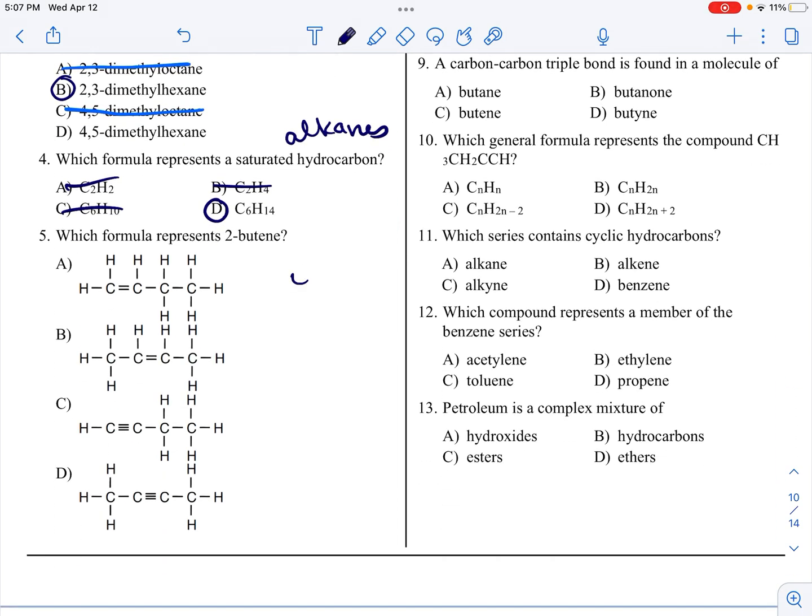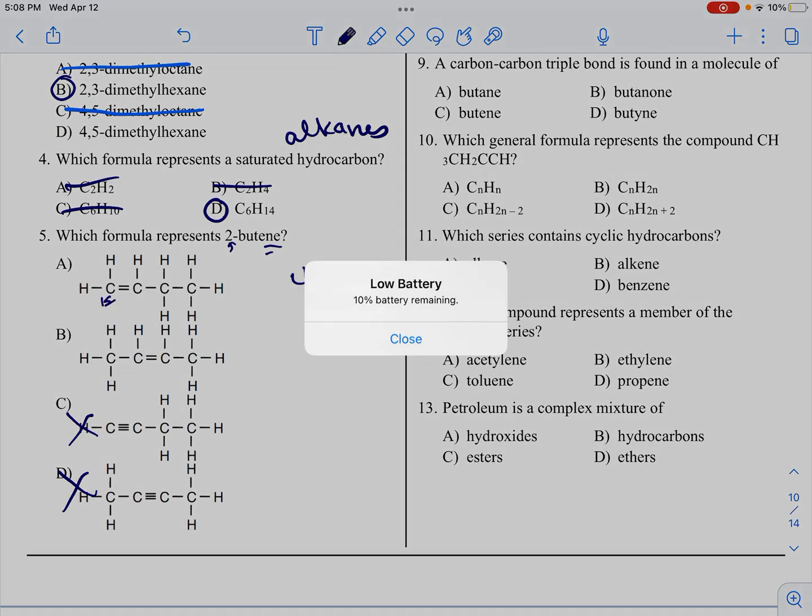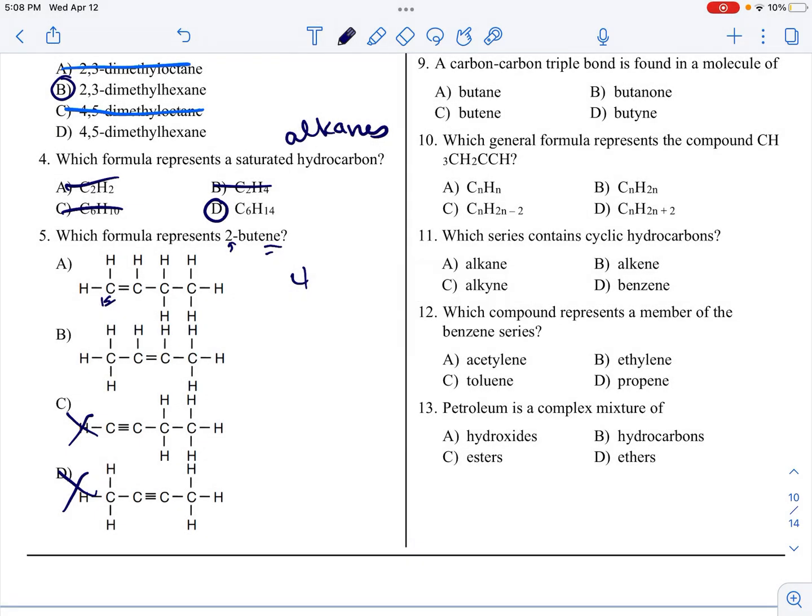So but means 4. Ene is double bond. And then the double bond is located on the 2. So all of them have 4 carbons. Double bond means you get rid of the triple. Here, that's ene. And that's again on table Q. And so we need to figure out which has the location of the double bond after the second carbon. So part A is after the first carbon. This is after the second. So it's going to be choice B.